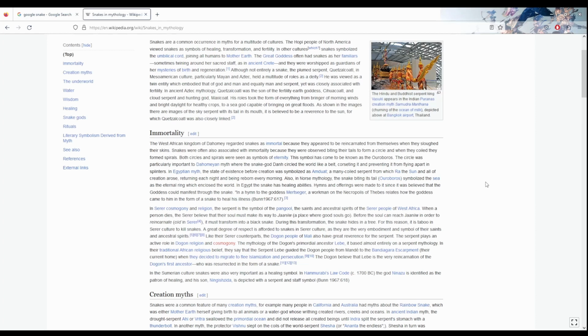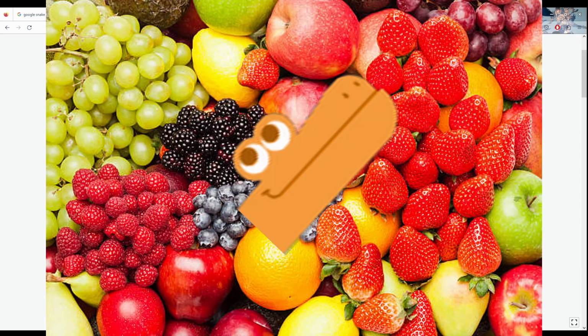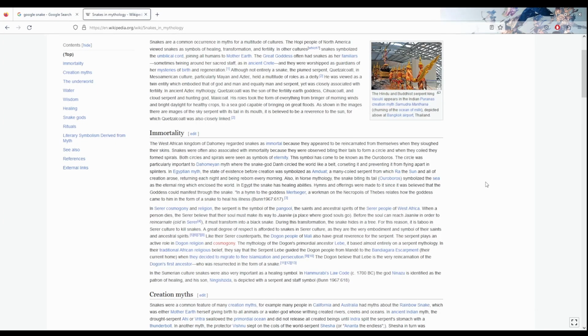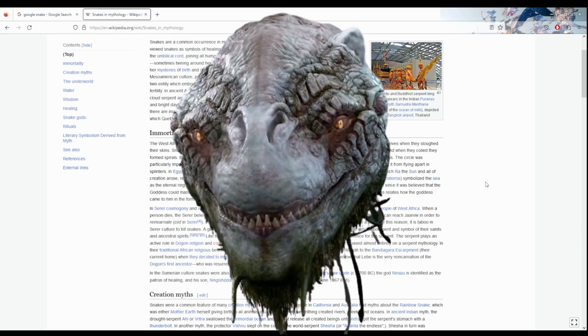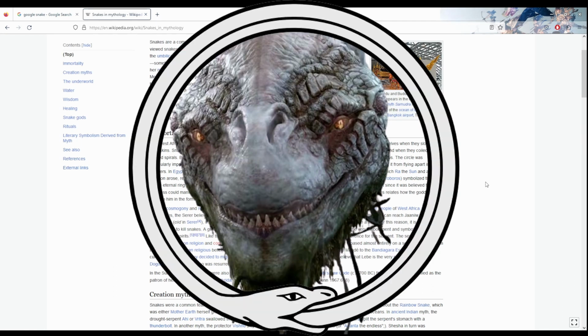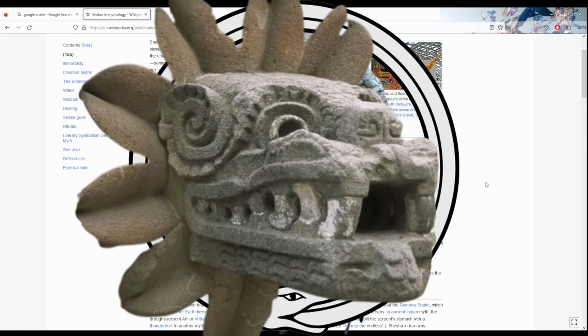Amduat in Egyptian mythology was the state of existence before creation. This snake, the reason that there's no other animals and it's only fruit, is because he's the beginning to everything. He is there before everything, everyone. He's just wandering the earth, expanding to become the world serpent Jormungandr. Not only does he become Jormungandr, but he is Amduat. He is Quetzalcoatl.